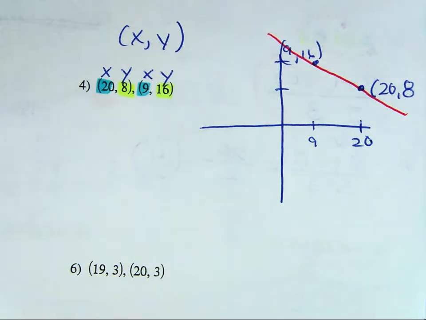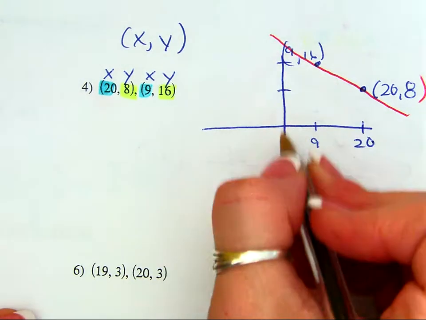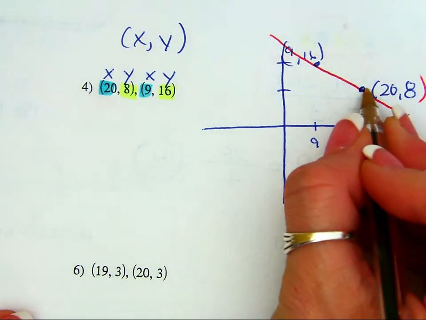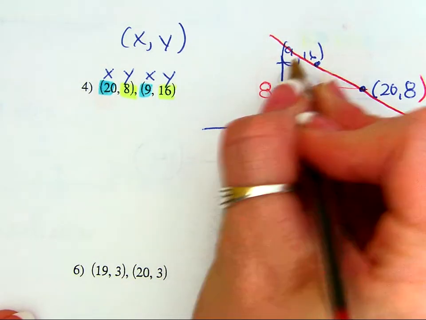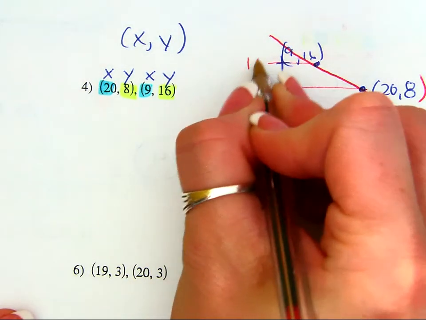So here's my 2 points. Here's what it looks like on a graph. So if I keep going with the whole change in y divided by change in x business, let's look at my y-axis. Where is this point on the y-axis? It's not 20, it's at 8. And where is this point on the y-axis?